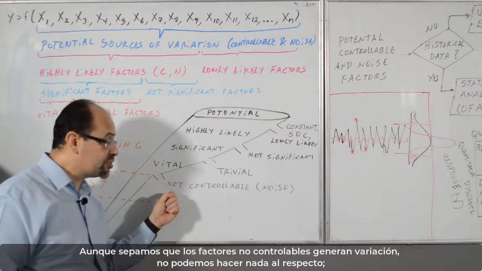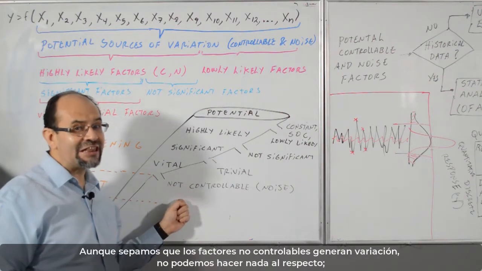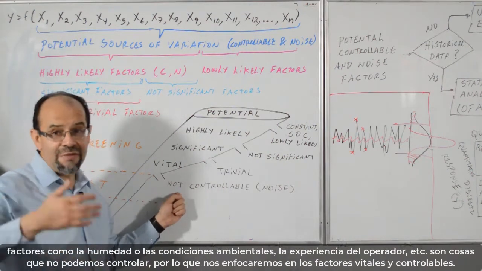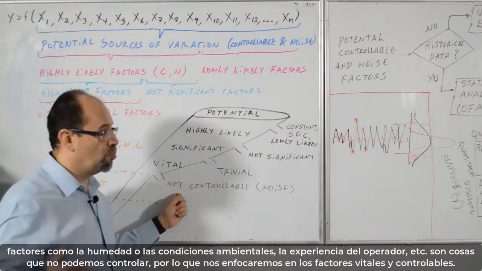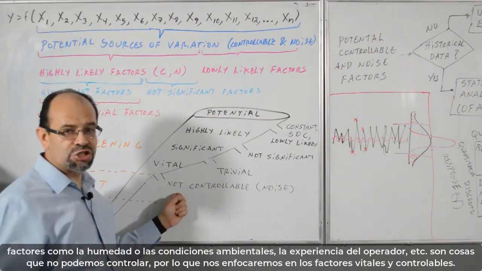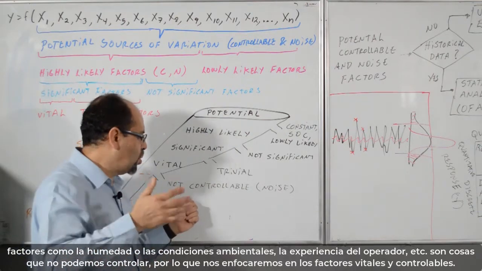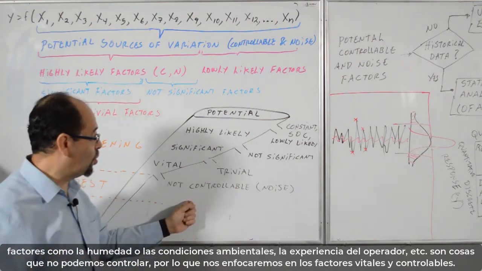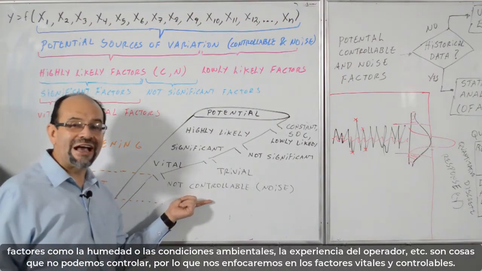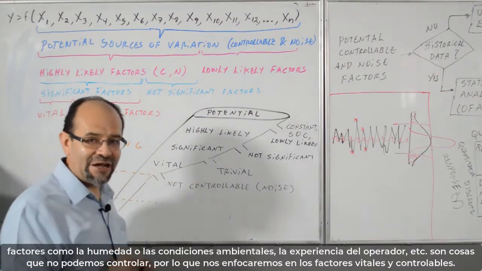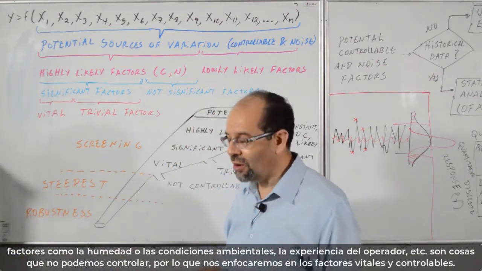We already know that this factor is creating variation, but we cannot do anything on that one. And maybe it can be the moisture or the environmental conditions, and if we cannot control those conditions, or well, the experience of the operator or whatever. So those are things that we cannot control. So we are going to focus on the vital factors, vital and controllable factors.